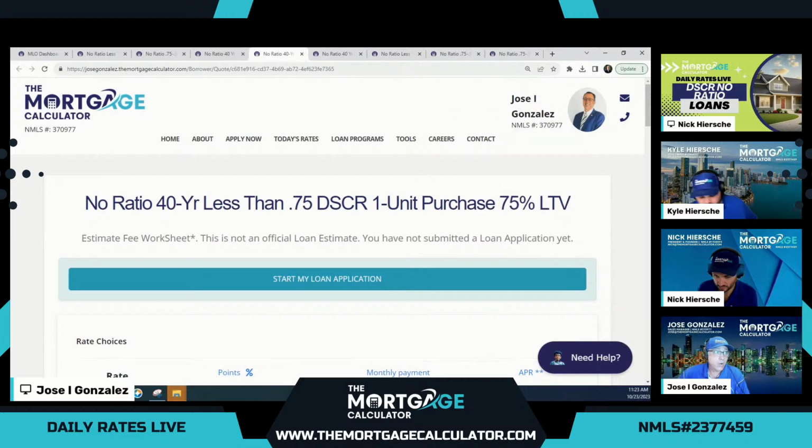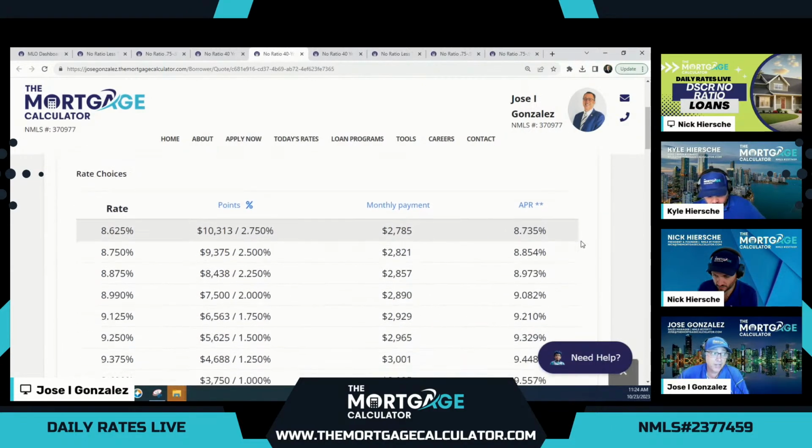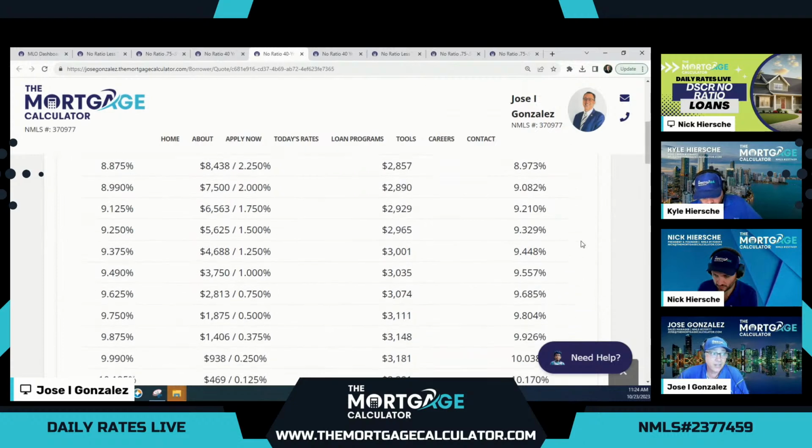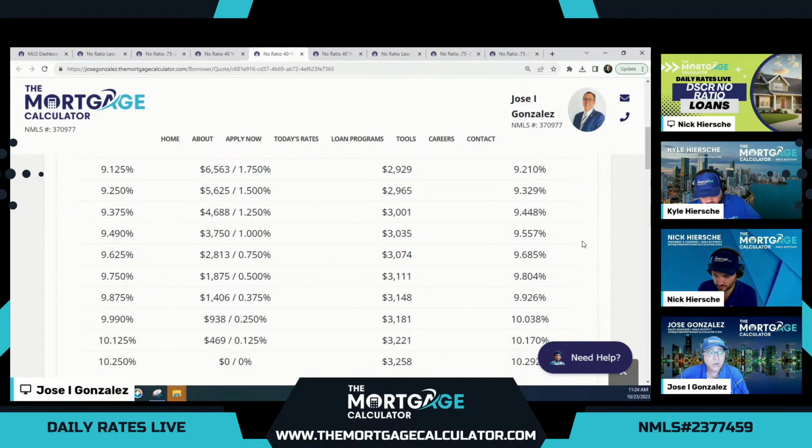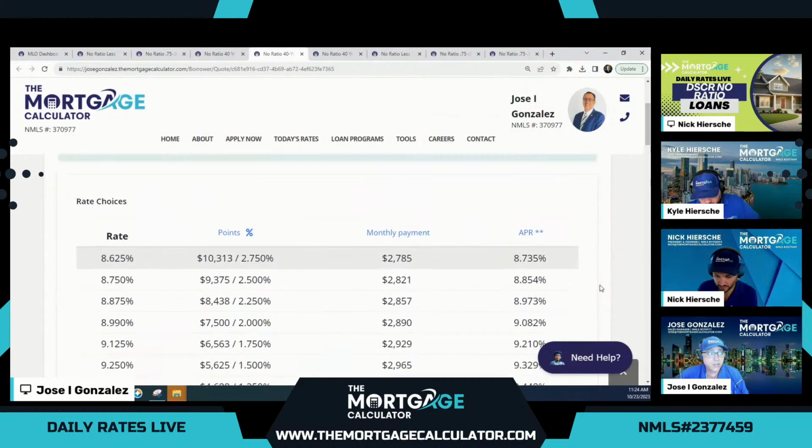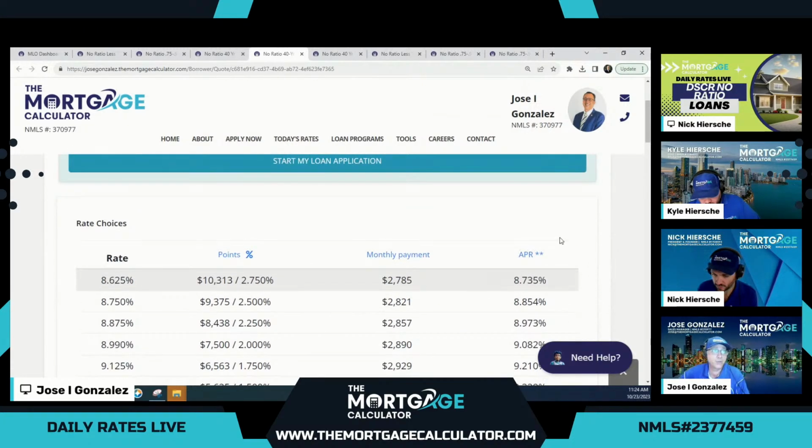And now our no ratio 40-year, less than 0.75. For those that just want that 40-year amortization, well, here it is, our no ratio. This is at a 75% LTV. Going to our 40-year, you have 10.25 lowest cost option and 8.625 lowest rate option.